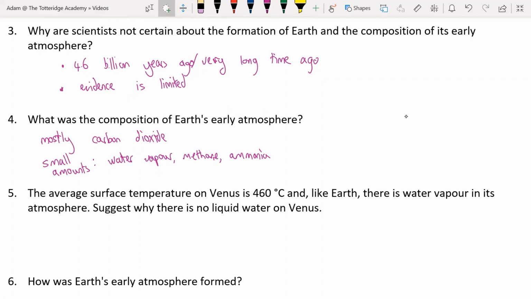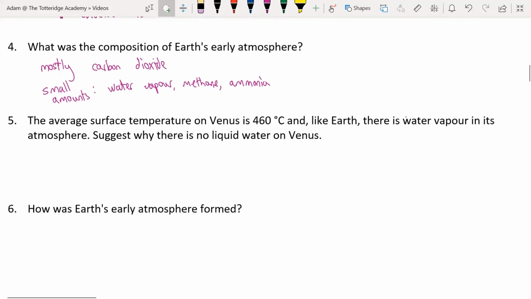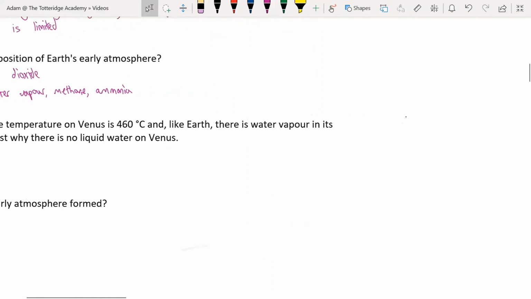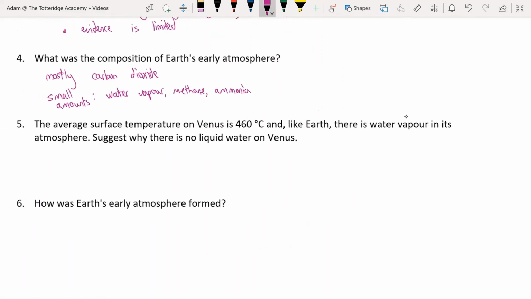The average surface temperature on Venus, so Venus is the second planet, Mercury is the first, Venus is the second, and it's hot. Boy, is it hot. It's 460 degrees. And like Earth, there is water vapor in its atmosphere. Suggest why there is no liquid water on Venus. So this is going to become super important in future lessons. Why do you think there's no liquid water on Venus, even though there's water vapor in the atmosphere?